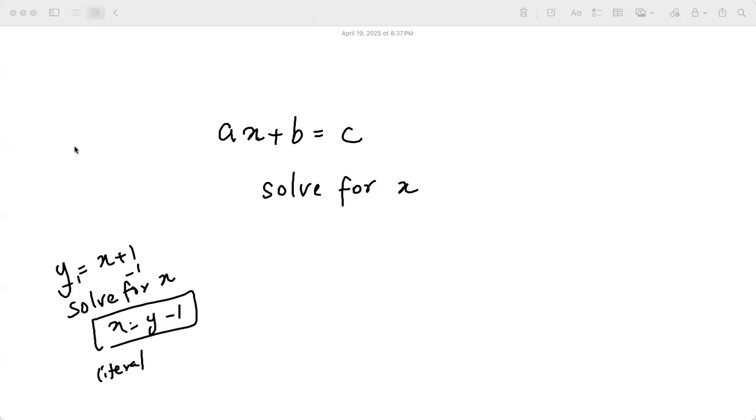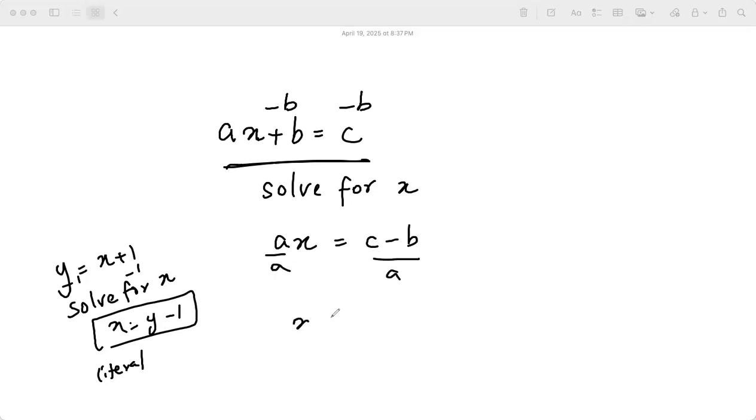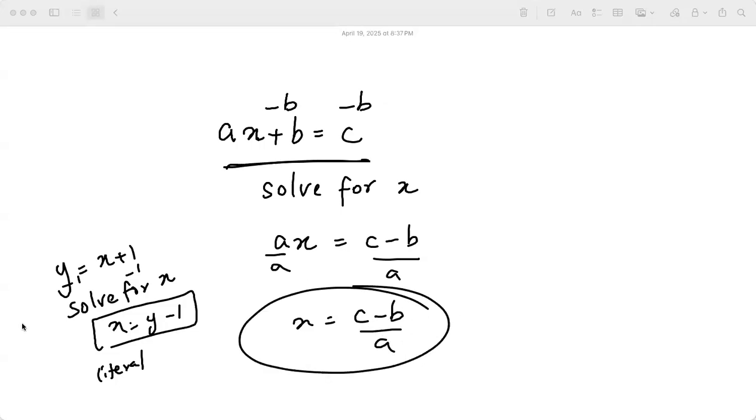So when I give you this equation and say, solve for x, you need to remove x to one side. So this becomes ax equal to c minus b. Divide by a, divide by a. x will be equal to c minus b by a. Any questions? That's it. Now let's see this one.